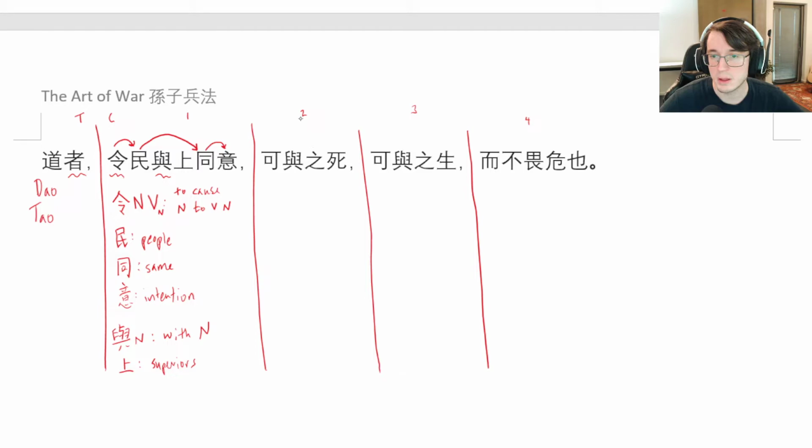Not too bad. So our second comment is actually basically the same as the third comment. So the grammar of these two are going to be identical, just with different contents. So the first thing that we have to talk about is a grammar point, 可.